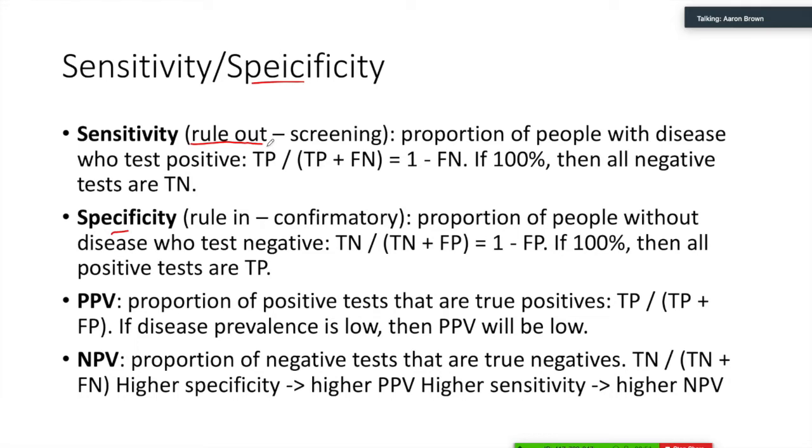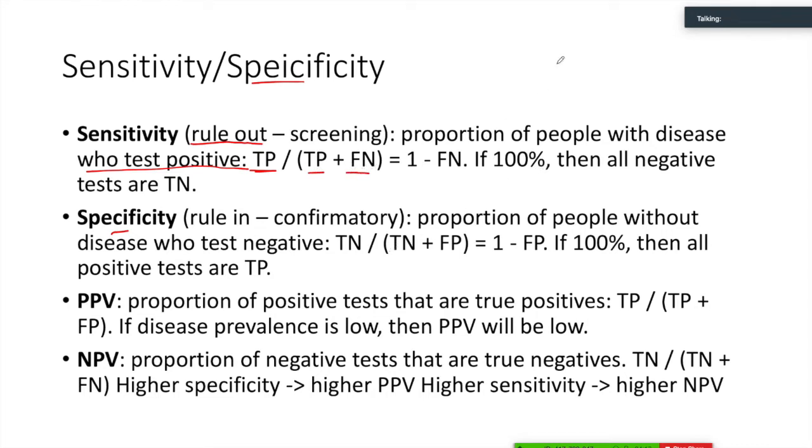Tests with a high sensitivity are great because we can give them to a large number of people and we know that a negative is truly negative. So it's the proportion of people with disease who test positive. We're going to take all of our true positives and divide that by our true positives plus our false negatives.